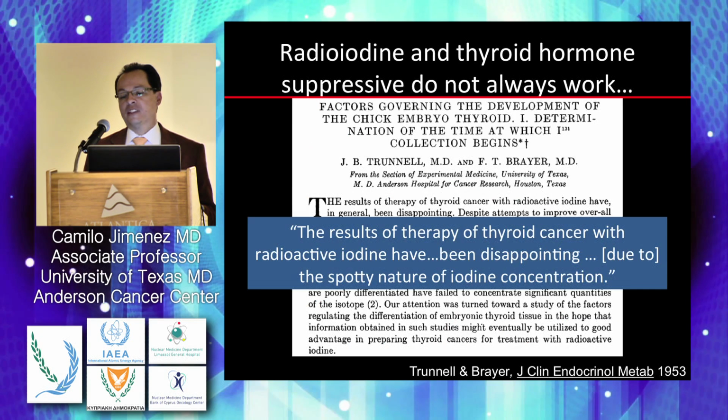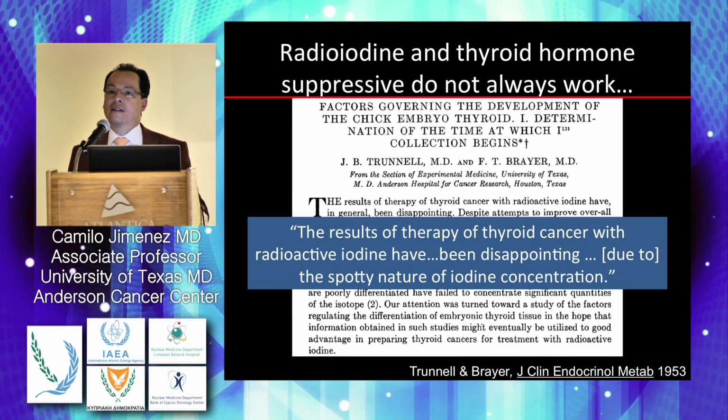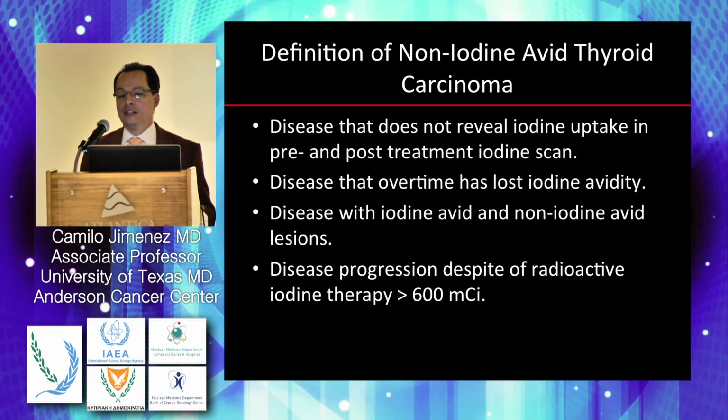But from the historical perspective, it's also important to recognize that in 1953, for the first time, and at MD Anderson Cancer Center, appeared the first description of patients who were not responsive to radioactive iodine ablation therapy or thyroid hormone suppressive therapy. And what the authors concluded was that the results of therapy of thyroid cancer with radioactive iodine therapy could have been disappointing due to the spotty nature of iodine concentration. So this is going to take us to what we define as a non-iodine avid thyroid carcinoma.